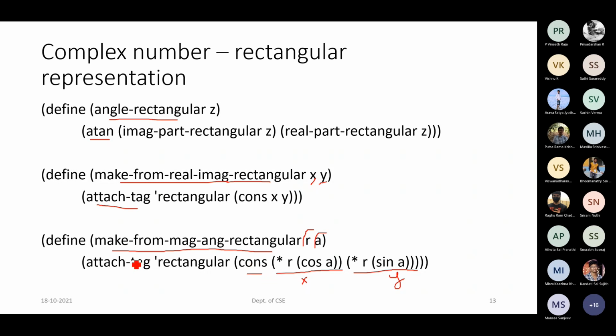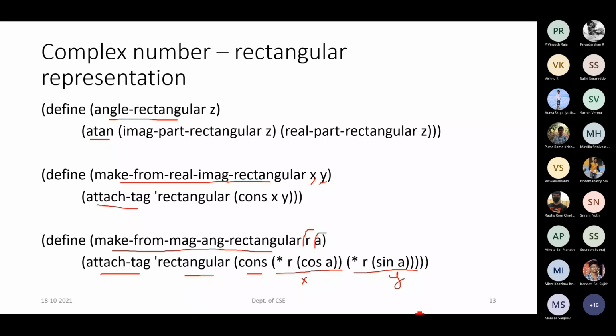Along with this, we have to add a tag to it. So for attaching a tag, what tag do we attach? We attach the rectangular tag. So we are just calling the attach tag procedure, where the tag we pass is rectangular, which is the name we are attaching to the content X and Y. So this is for the first portion of our complex number.